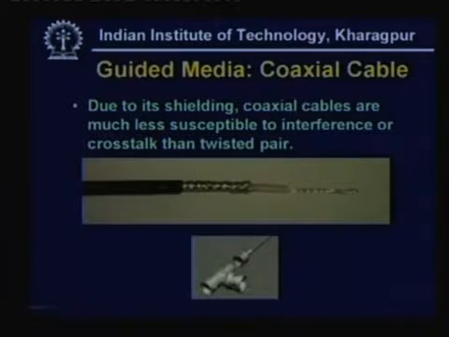Normally BNC connectors are used in connection with coaxial cables. Here is the coaxial cable, and here is the connector. Then this is the BNC T connector, and the other side can be connected to another cable. This is how the connection is done.